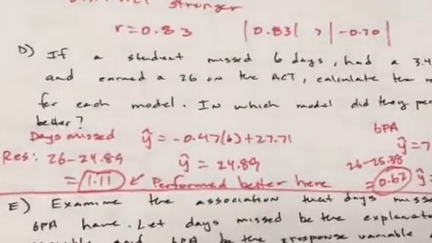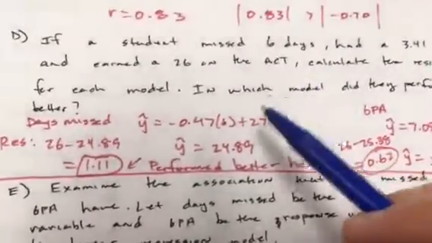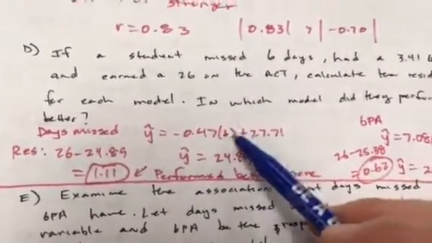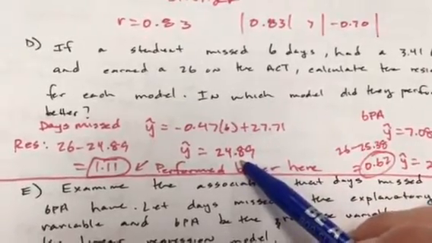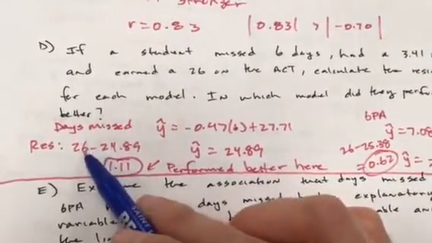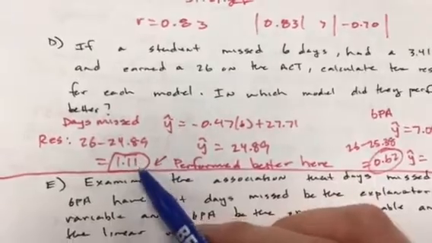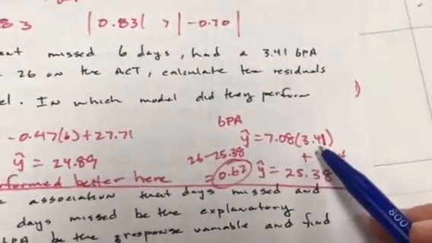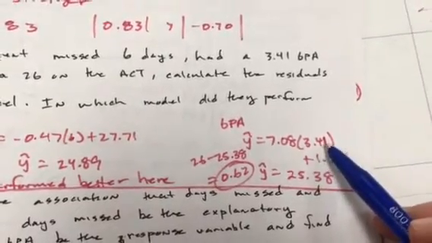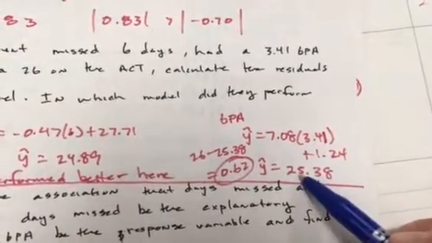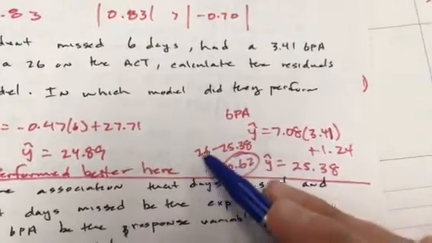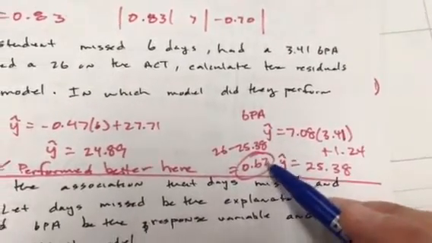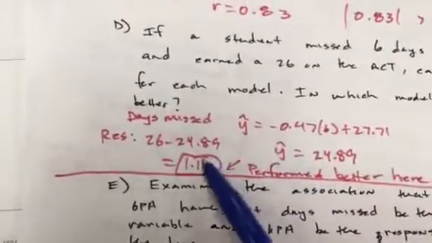calculate the residuals for each model. In the days missed model, plug 6 in. That's their y hat. They actually got a 26, y minus y hat, 1.11. They did 1.11 points better. For the GPA model, 3.1 GPA, plug that in for x. They should have gotten a 25.38. They did get a 26. Subtract them. They overperformed by 0.62. They performed better in that model.